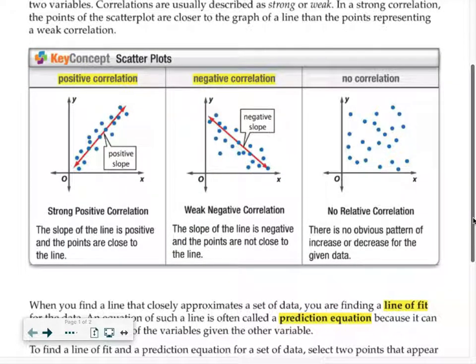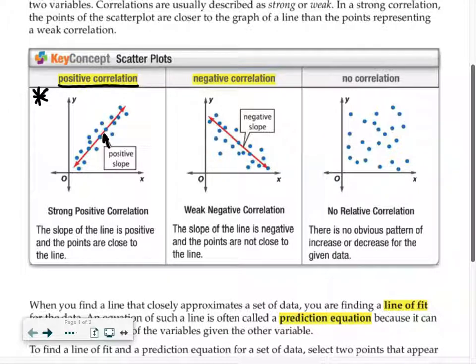Okay, so this scatter plot here, this first one, has what we call positive correlation. Okay, positive correlation, the line of fit, you can see the line of fit here would have a positive slope. Okay, this is what we would consider strong. Notice most of the points in the scatter plot are really pretty close to the line.